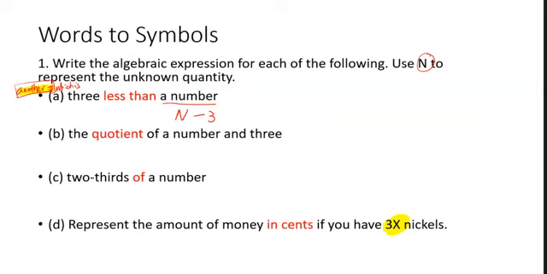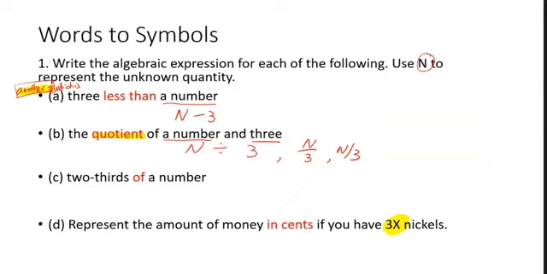Now let's look at the second example. We need to know the word quotient means division. And a number is n, and we do division and 3. So we divide n by 3. Now for division, we have several other ways. So you could write n over 3 or n/3.